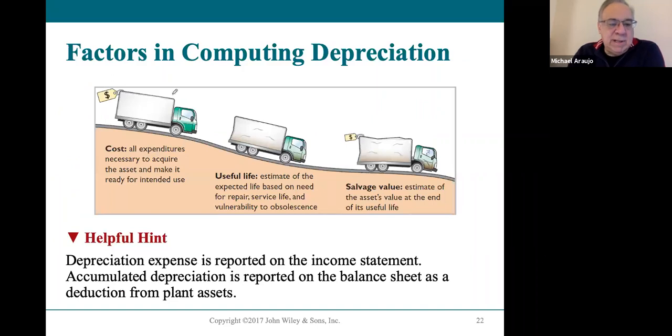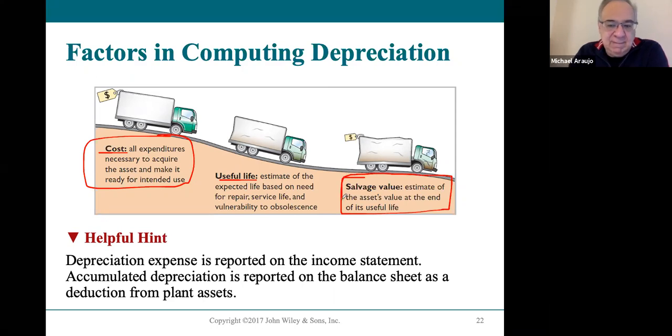How it works is it all starts with learning objective 1, where we first created and calculated the cost of the asset. Okay. The second step is how long are we going to use it for the business? That's a useful life. And then at the end of that time period, will the asset have any type of value remaining? Okay, at the end of its useful life.